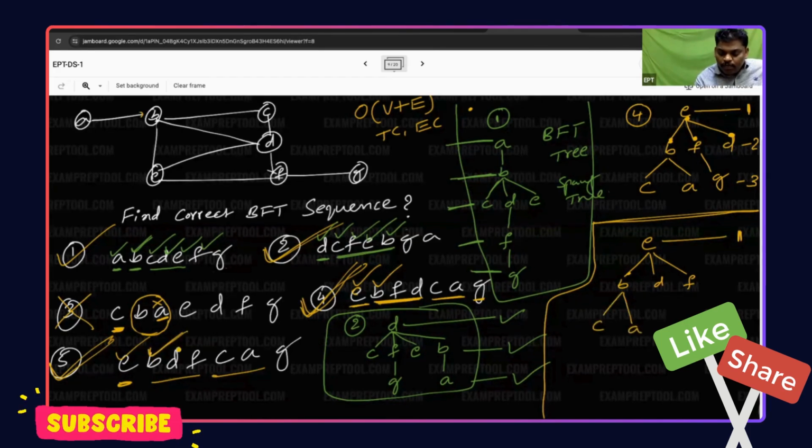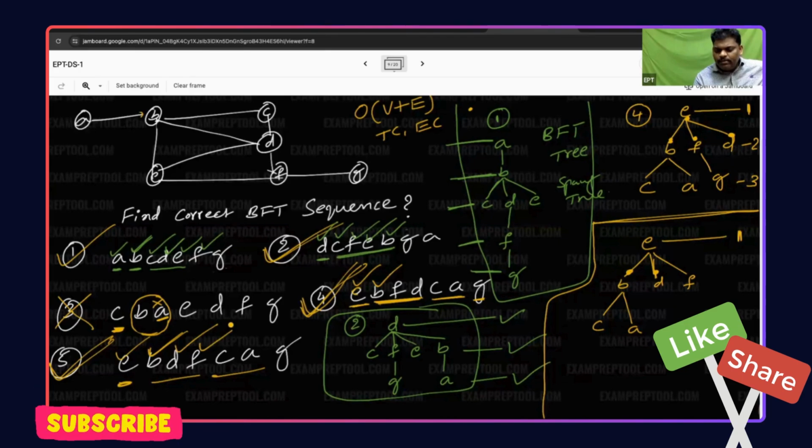Now next one. Go to D now. Can you see D's adjacent in the graph? B, C, F. B is there already in the diagram. C there. B there, C there, E there, F there. All are there. So D you can leave. No use. Nothing will come. Go to F now.